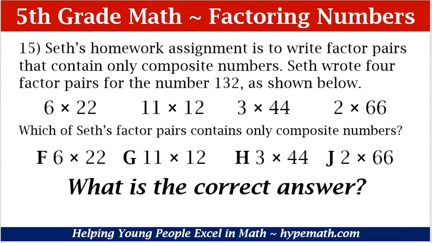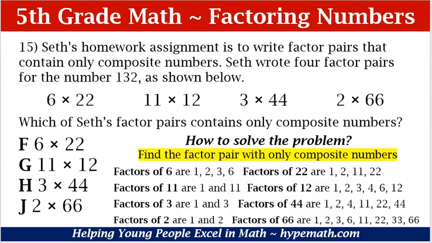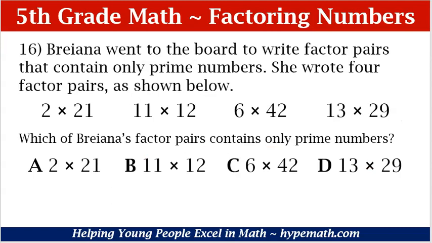What is the correct answer? If you say F, 6 times 22, is the correct answer, you are absolutely correct because in looking at the factors of 6 and 22, we can see that there are more than two factors. Great job. Let's move to question number 16.